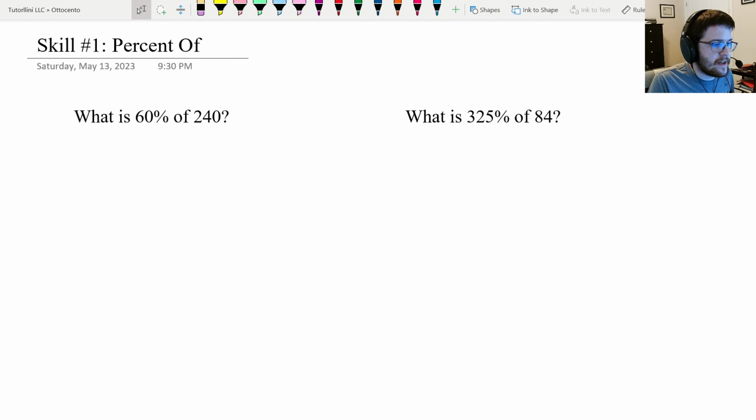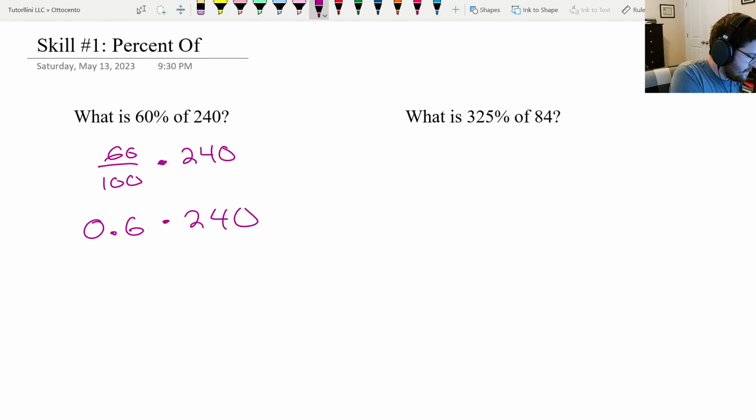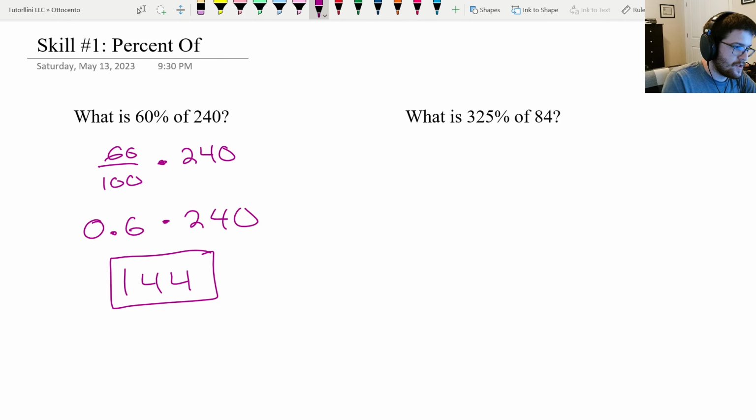All right, so the first problem we have is 60% of 240. So I'm going to divide by 100, change the of to multiplication, and keep everything else the same. So 60 divided by 100, you can use a calculator to assist you, especially if the numbers are really messy, is 0.6. And 0.6 times 240 is 144. So that's our answer for that one.